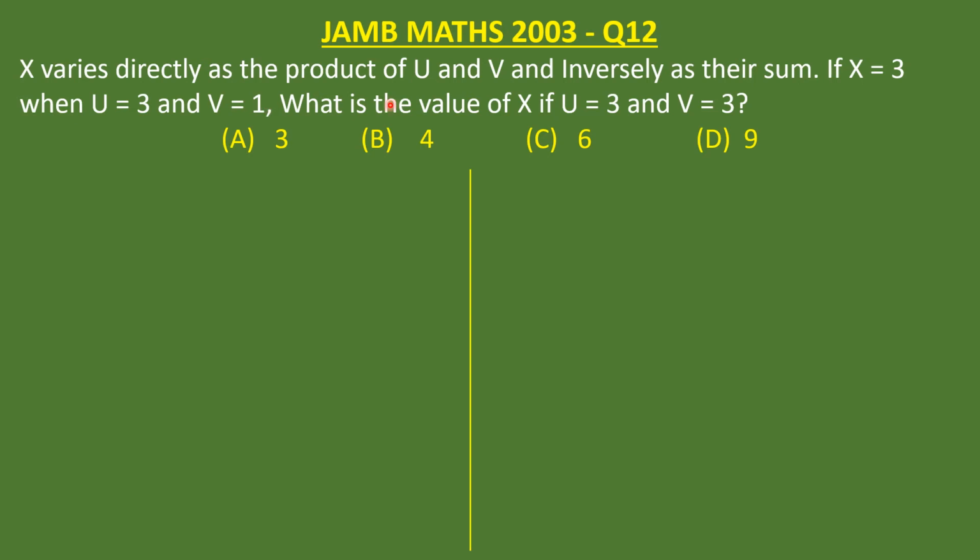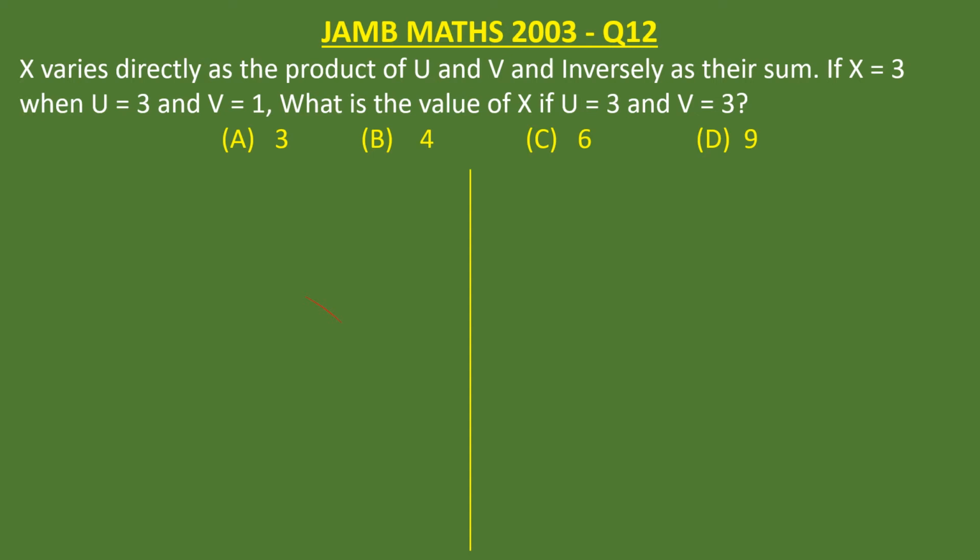Let's take the next question. This is JAMB Mathematics 2003, question 12. x varies directly as the product of u and v and inversely as their sum. If x is equal to 3 when u is equal to 3 and v is equal to 1, what is the value of x if u is equal to 3 and v is equal to 3? The options have been given, A, B, C, and D. So one of them is the correct answer.